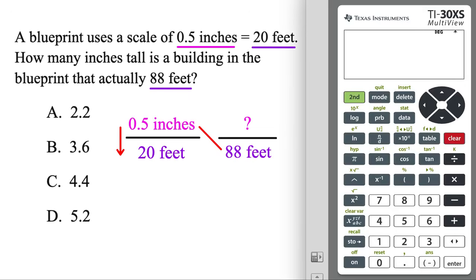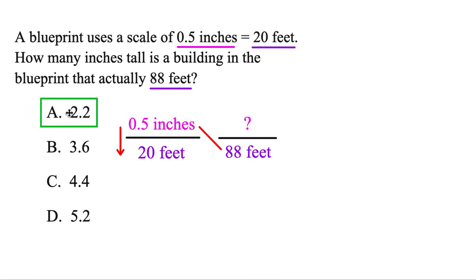So let's check that out. Okay, we'll do 88 and then multiply by the thing diagonally, 0.5, and then divide by what's left over, 20. And that'll give us 2.2. So that's how many inches is equivalent to 88 feet.